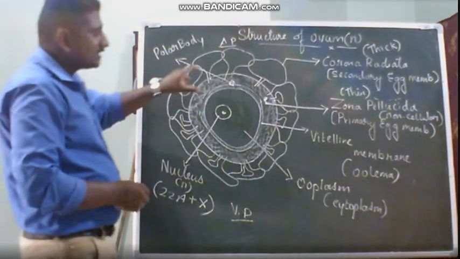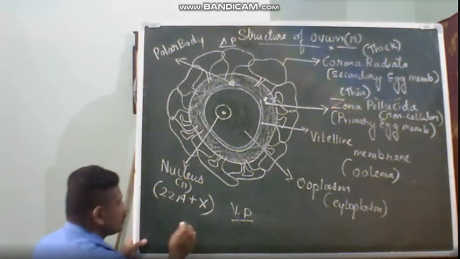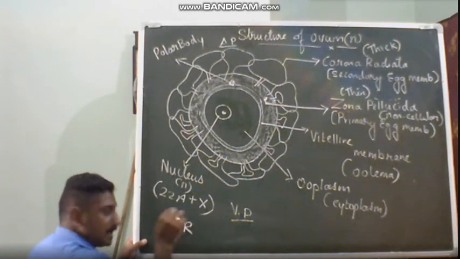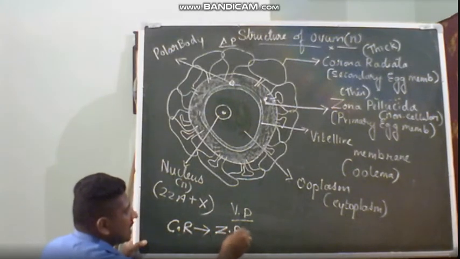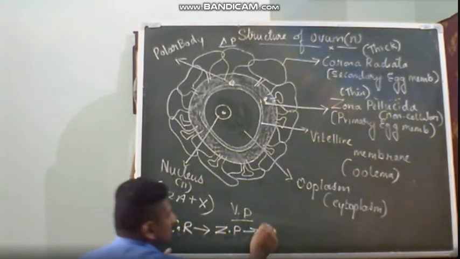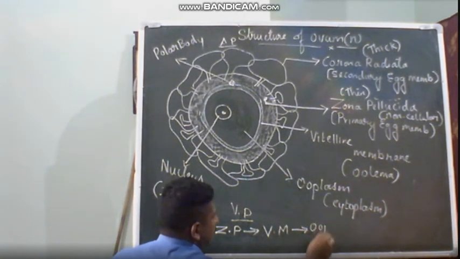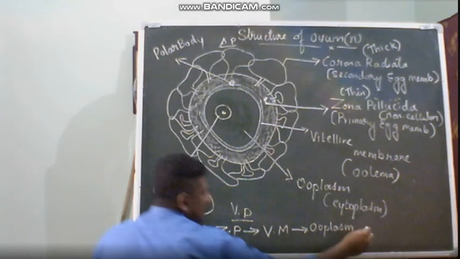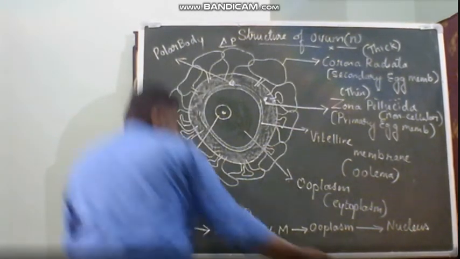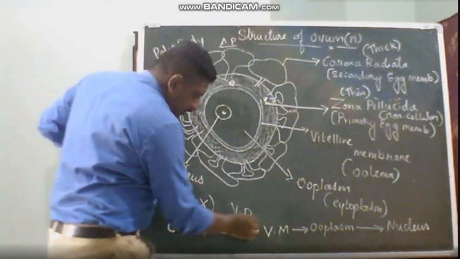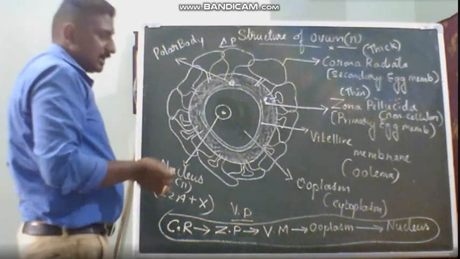Therefore, what is very important here is the structure. You must know the layers. Sperm entry starts from the corona radiata. From the corona radiata, it goes to the zona pellucida. From the zona pellucida, it goes to the vitelline membrane. From the vitelline membrane, it enters into the ooplasm. And from the ooplasm, it must enter the nucleus. So these are the layers the sperms have to cross to aid in fertilization and promote the post-fertilization events.